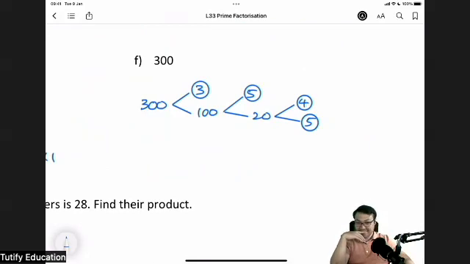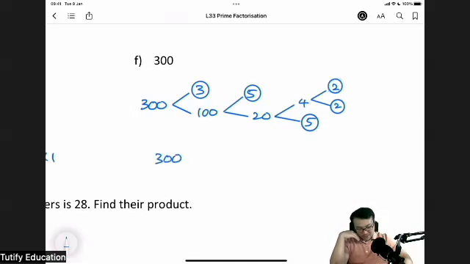Are you sure? No. 300 equals 3 times 4 times 5 times 5. Is this a prime number? No. 4 equals 2 times 2. Very good. So now we are going to circle all the prime numbers.